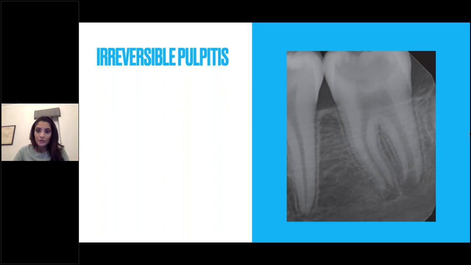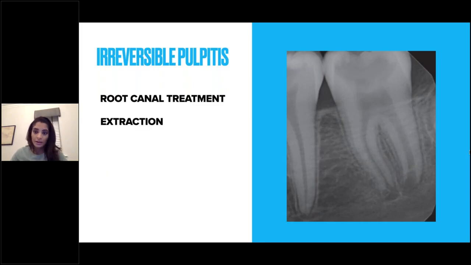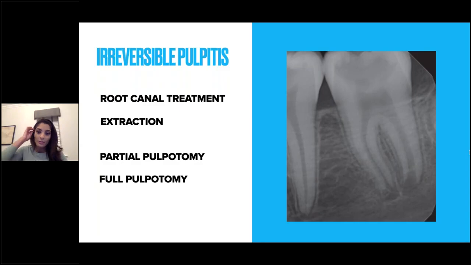So now moving on to cases of irreversible pulpitis. You can see here this lower 7, it's got extensive caries, very close to pulp. We've got open apices, no lesion here, just wide apices. And this tooth is in a state of irreversible pulpitis. So the patient's getting pain with hot, a sort of continuous ache. And the options here are, firstly, to do a root canal treatment. We could extract the tooth, or we could consider a partial pulpotomy or a full pulpotomy.